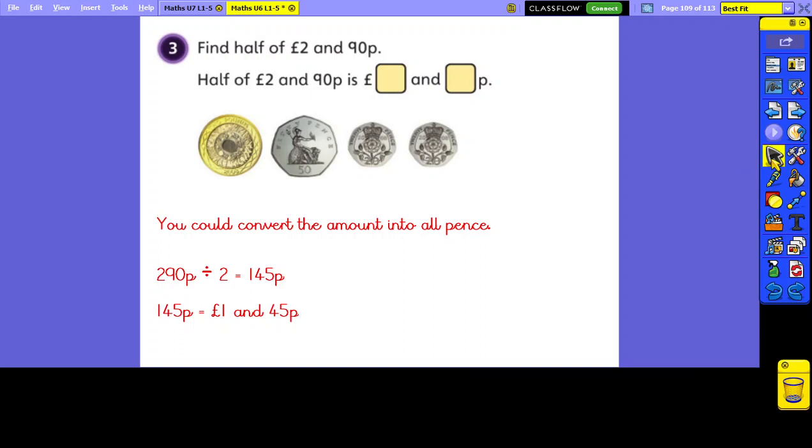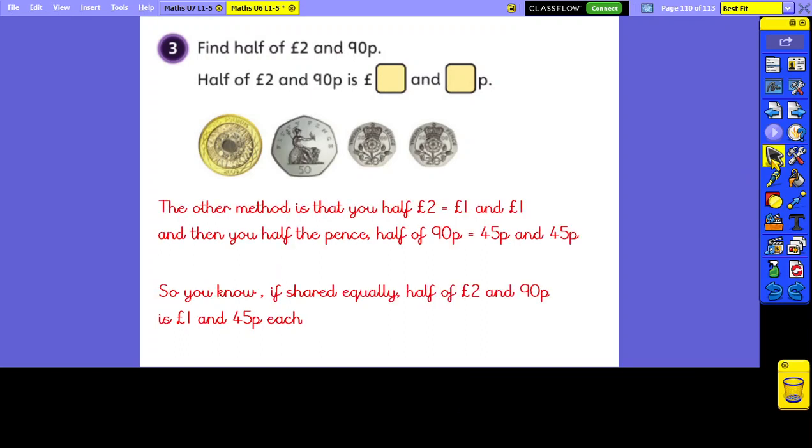The third method that I thought of was that you could half the £2 and the 90 pence separately. You half the £2 and you get your 2 groups of £1. And then you just half the 90 pence, which gives you 45 and 45. 45 add 45 would equal 90. So I know that if I shared my £2.90 equally, half of it would be £1.45.